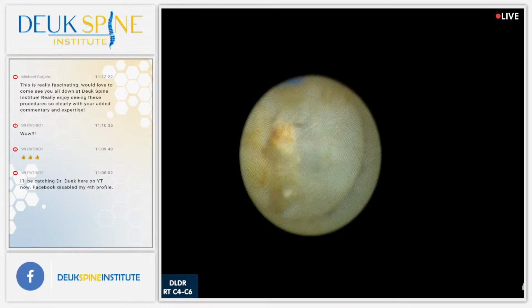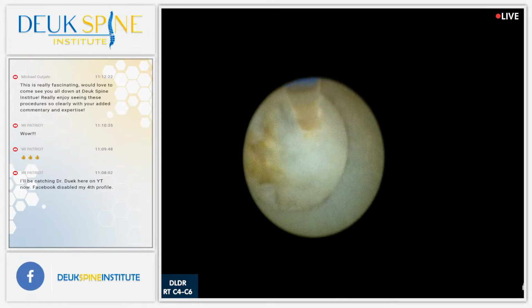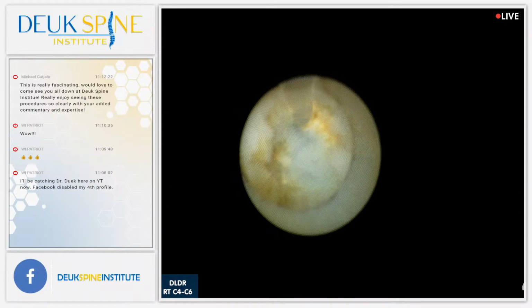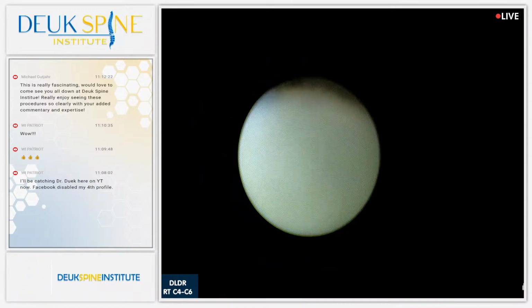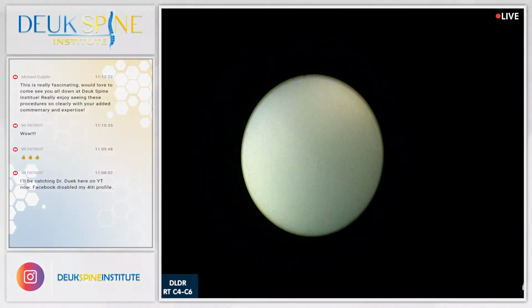There's the tear right there. You guys see it? I just zapped it. Yes, we do. It was a tiny, really small tear. Right there, you can see some more of it. That's where the herniations are escaping. That's where the nucleus is escaping.